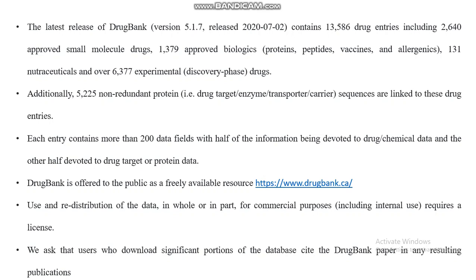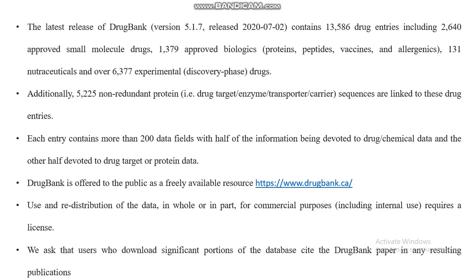Additionally, 5,225 non-redundant proteins. This non-redundant information you can get in the UniProt database, that is drug targets, enzymes, transporters, carriers that are responsible. These sequences are linked to these drug entries. Each entry contains more than 200 data fields, with half of the information devoted to the drug and chemical data, and the other half devoted to the drug targets or protein data.